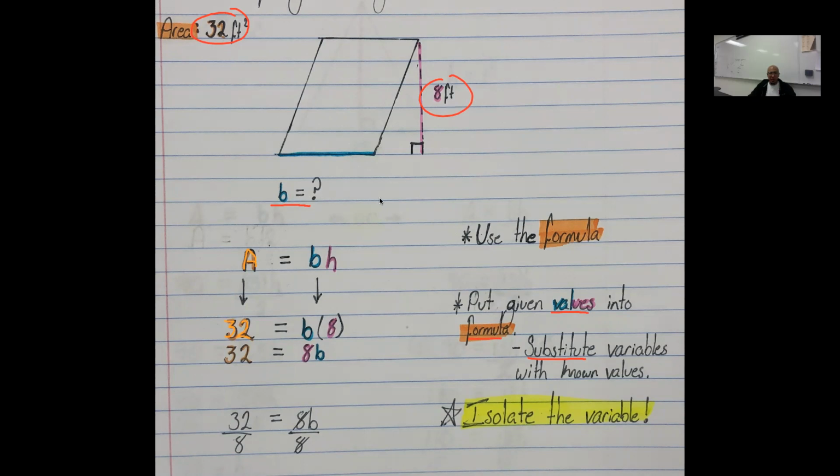Base, I don't know the base, but I know that the height is 8 feet. So instead of putting an H, I'm going to put an 8. I'm going to put it in here. You could put times 8, or parentheses 8. It doesn't matter as long as you know that you're multiplying. And so in essence, ladies and gentlemen, what I have here is 32 equals 8b, because b times 8 is the same thing as 8b. Remember, we want to have the number in front of the variable.